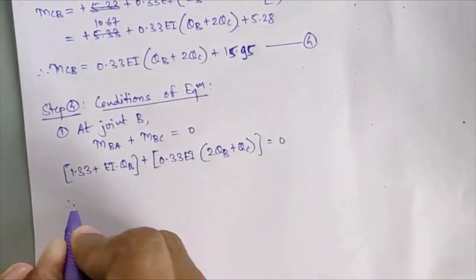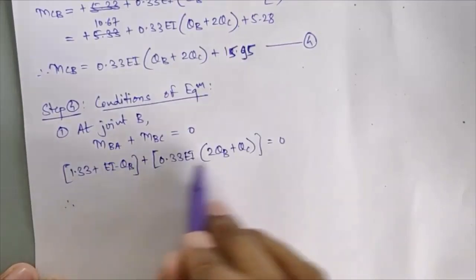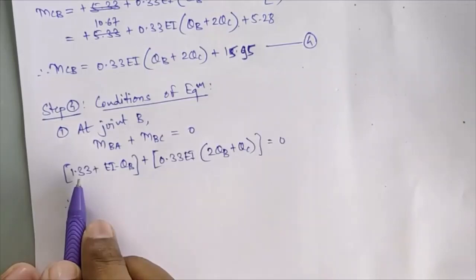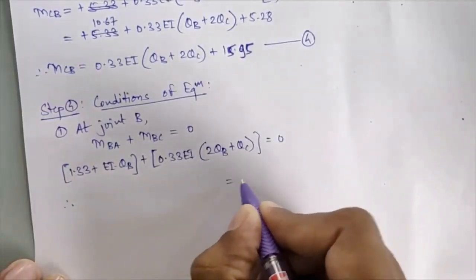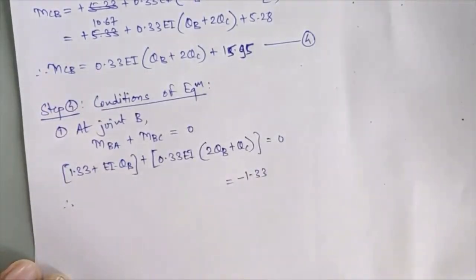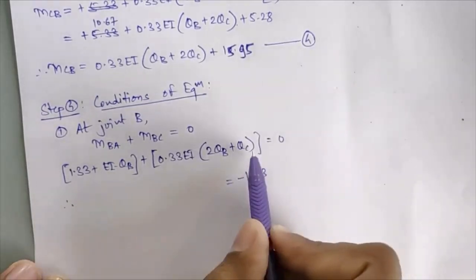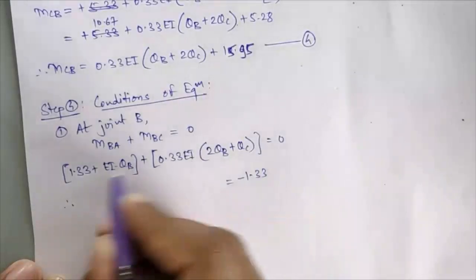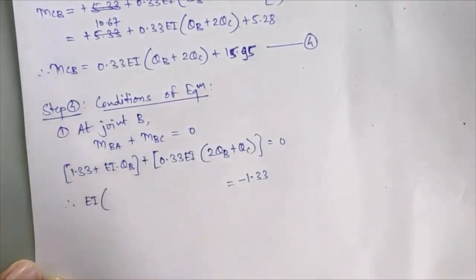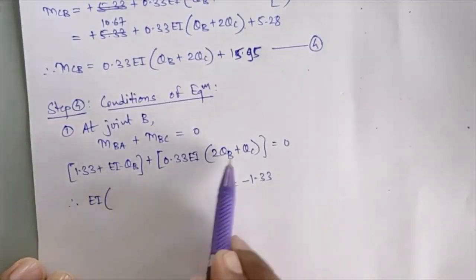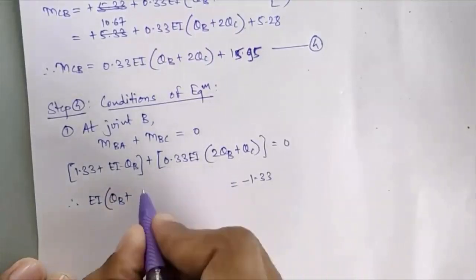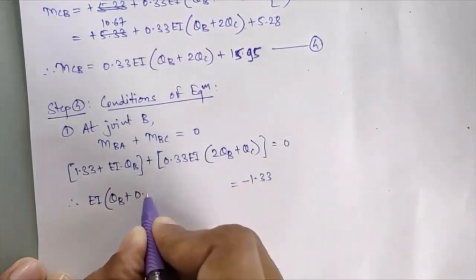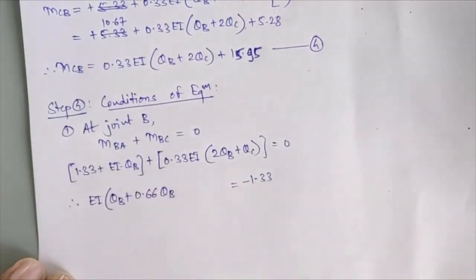We'll simplify these conditions. First we'll see the constant terms. There is no other constant term over here, so only 1.33 will remain. When it goes to the RHS, that becomes equal to minus 1.33. Now the remaining theta B and this bracket term you have to simplify. From both these terms I take EI common. So what remains here: 1 theta B, and here 0.33 into 2 times theta B. So this remains as theta B plus 0.33 into 2, that comes equal to 0.66 of theta B.